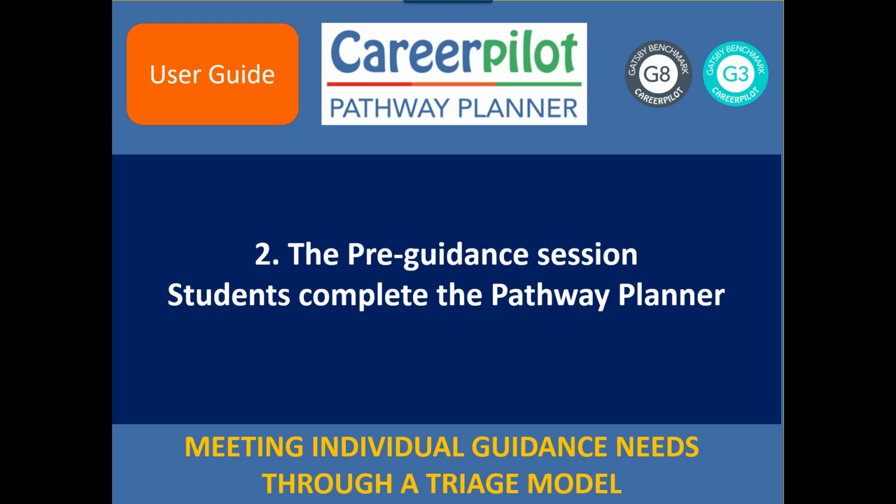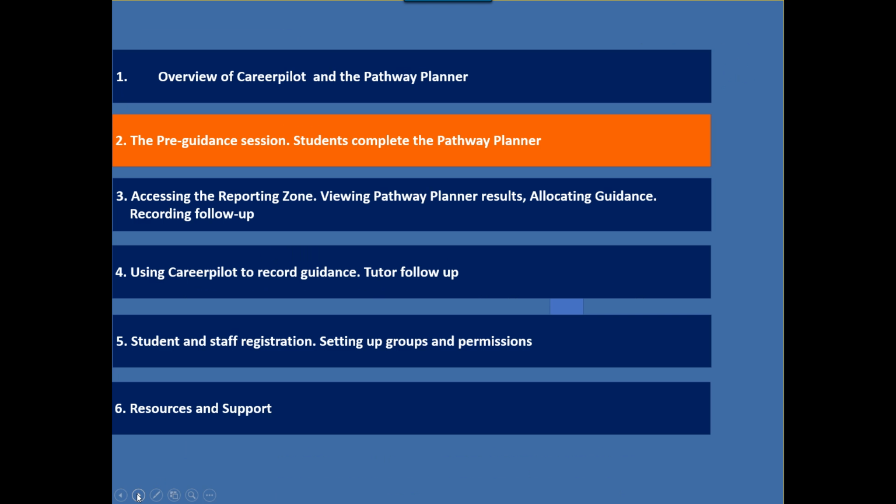So this is the second guide. We've got 6 different guides altogether about a particular aspect of the Pathway Planner. This session is about the pre-guidance session, which is part of the Pathway Planner module, and showing you how students complete the Pathway Planner. As I said, it's one of 6 sessions. We've already done an overview of Career Pilot and the Pathway Planner, and we're on number 2.